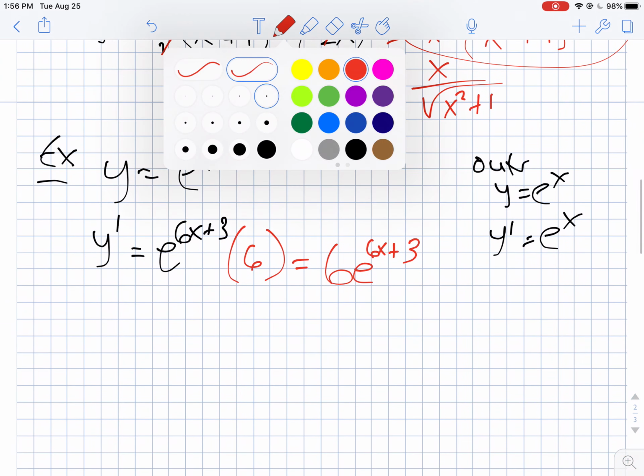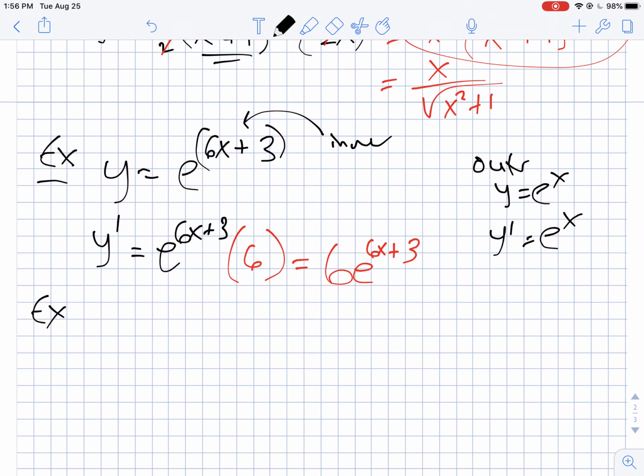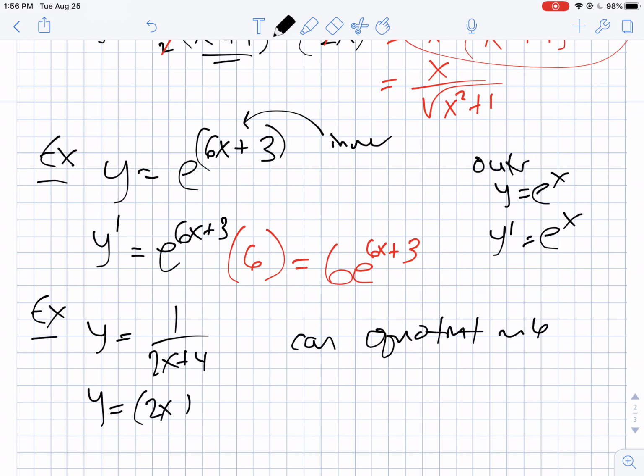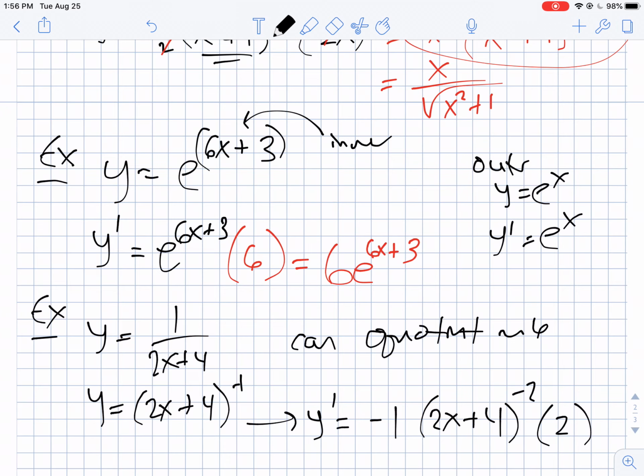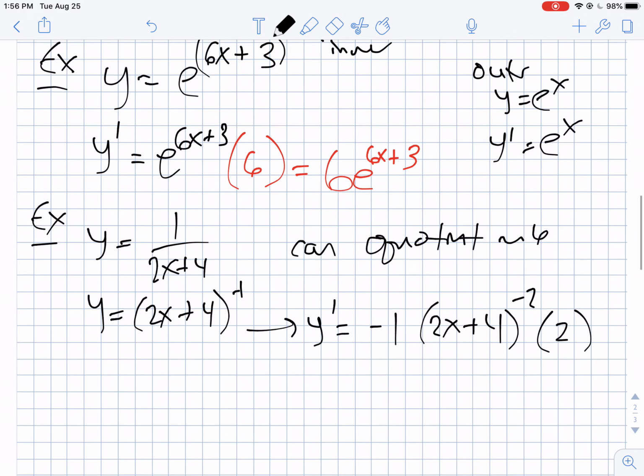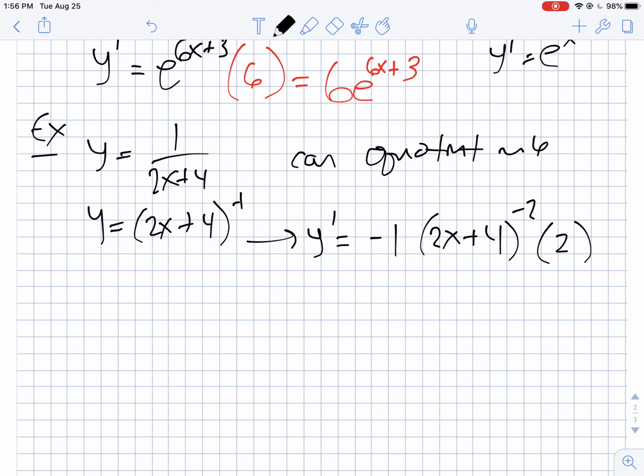One more thing, here's something we could have done with the quotient rule, but if you have something like this, you have to take the derivative of 1 over 2x plus 4, you can use the quotient rule. I find this type of problem a lot easier to just write as 2x plus 4 to the negative 1 power. And then for the derivative, you just bring that negative 1 down, right? So it's negative 1 times 2x plus 4 to the negative 2, and then the derivative of the inside is 2. You'll get the exact same thing from using the quotient rule if you simplify it. Okay, cool. So that's a little bit about that.